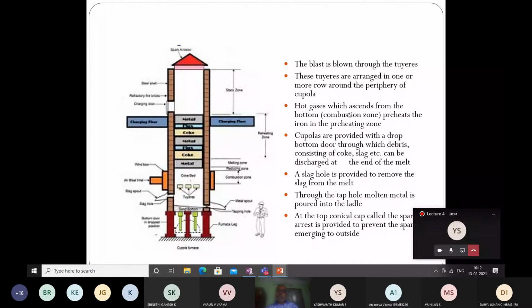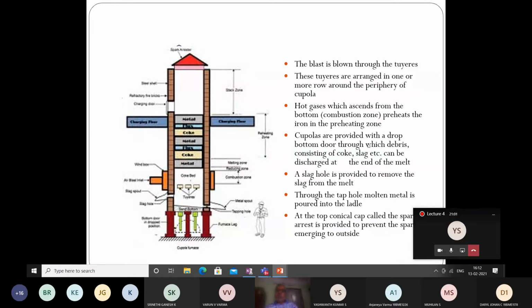So the hot gases which ascend from the bottom, because we are doing the combustion in the bottom, will ascend. They will go and preheat the metal as well as the fuel. Initially the metal comes, it gets preheated and then comes here. In the second stage, melting takes place, and then we will see what happens to the molten metal.